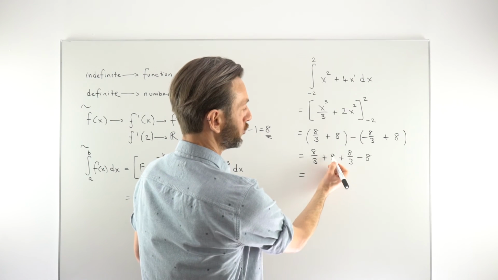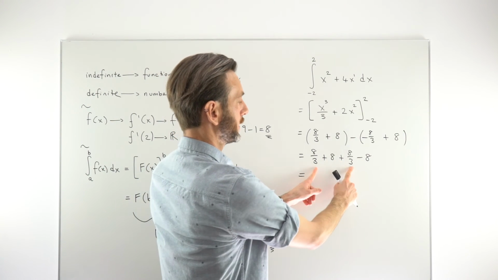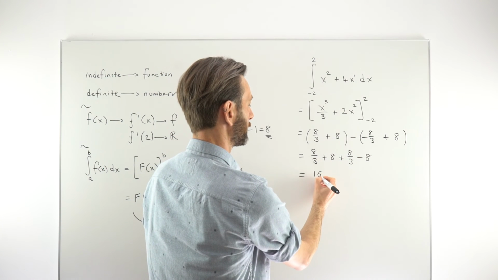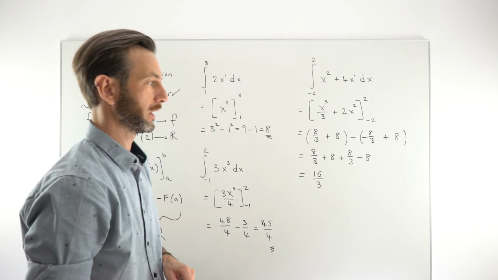So notice here that the 2 8s, the whole numbers, cancel. We just need to add together the two fractions. So 8 over 3 plus 8 over 3 is 16 thirds, 16 over 3.